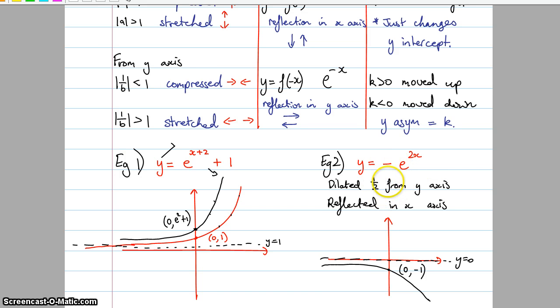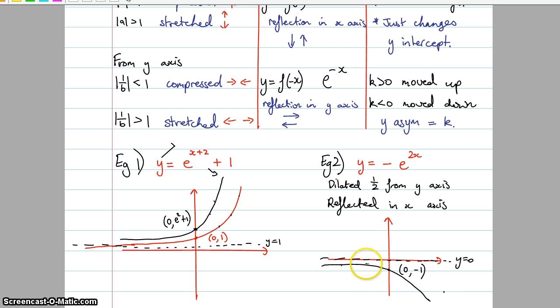This one has been dilated by a half from the y-axis because the b is 2, and it's also been reflected in the x-axis. So this means that every x value has been multiplied by a half, which means that it's kind of squashed it in a little bit. So each of these points was over here and now it's over there.